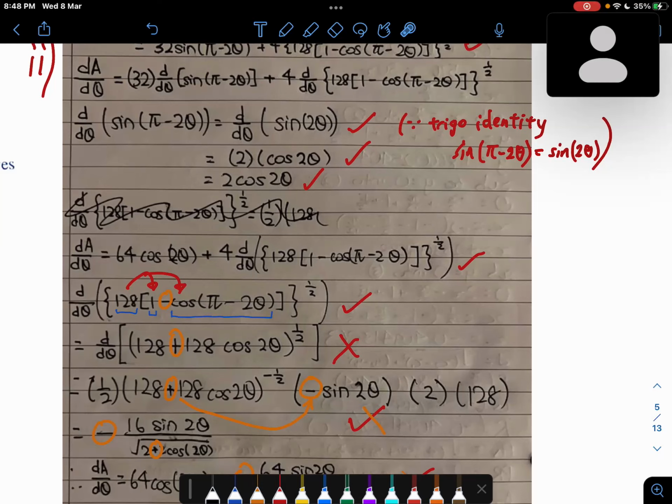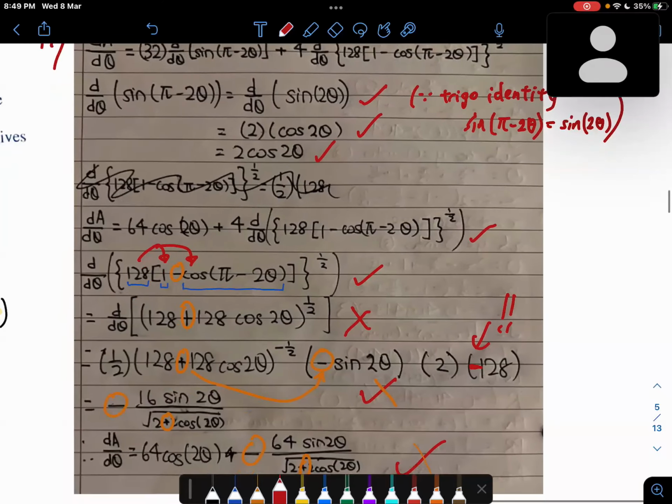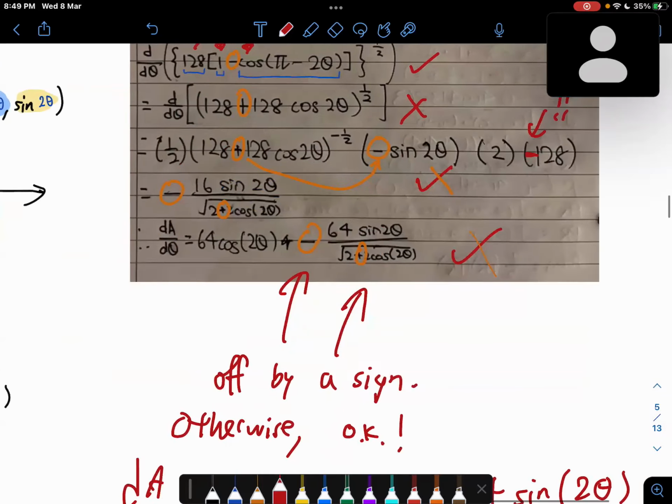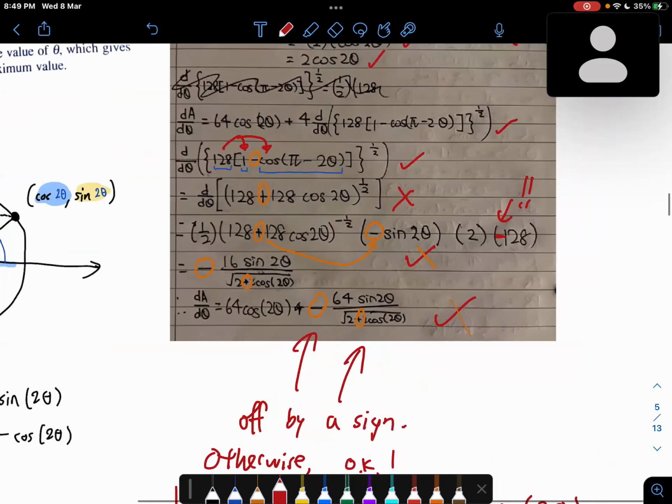It's just that because of the minus, when you differentiate minus 128 times cosine 2 theta, you have to be a bit more careful. You'll end up with this 128, but actually, it should be a negative 128. Over here should also be a negative. Does it make sense? Okay. Good. Then from there, the sign is just off. It should be a plus and a minus instead.